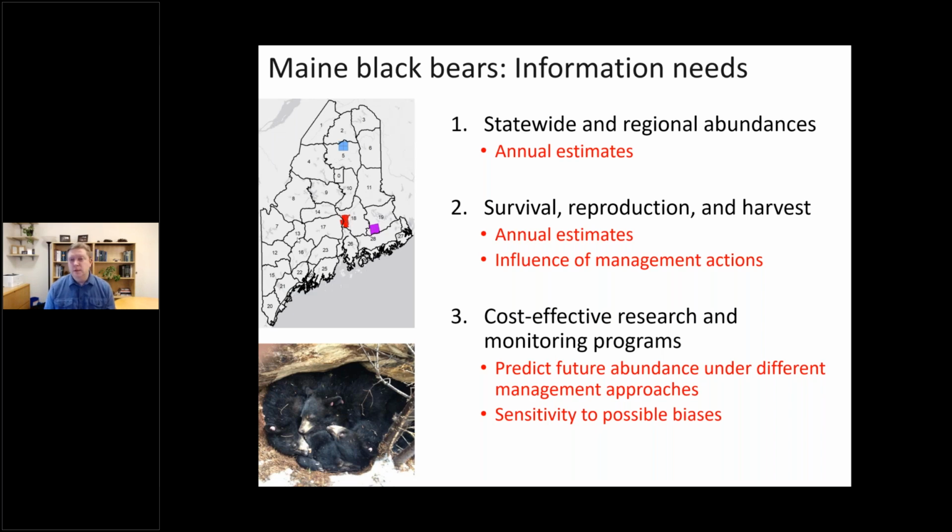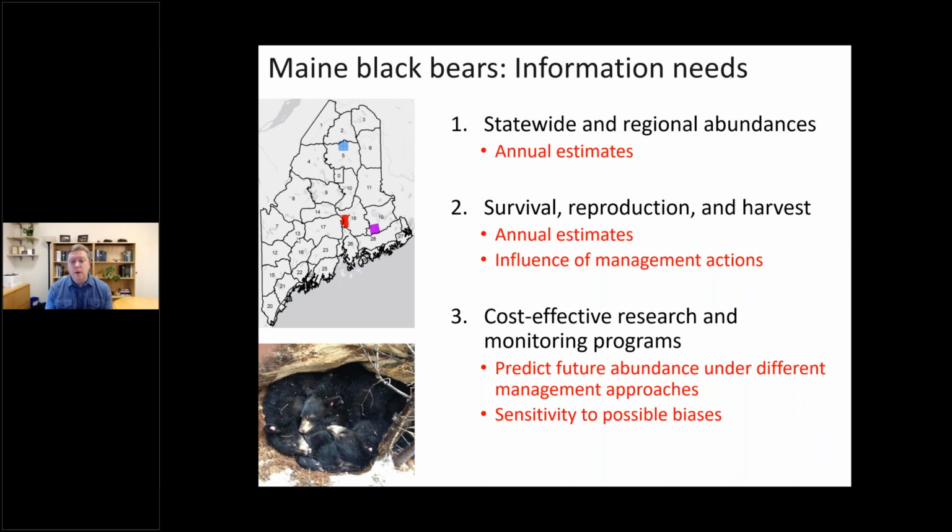In terms of information needs then for survival, reproduction, and harvest, again, they were looking for annual estimates to see what's varying through time in this, and also how survival, reproduction, or harvest may be influenced by their actual management actions. And then when we talked about this information need of cost-effective research and monitoring programs, we were able to boil this down to really outline what this meant.